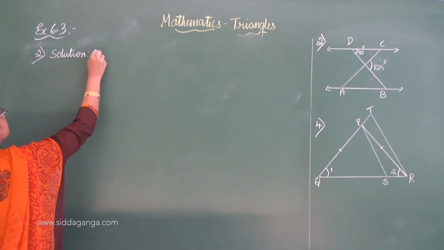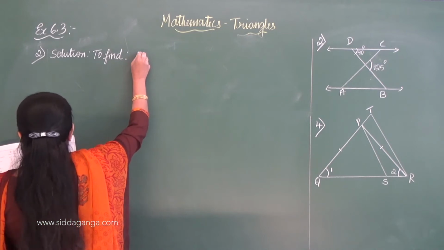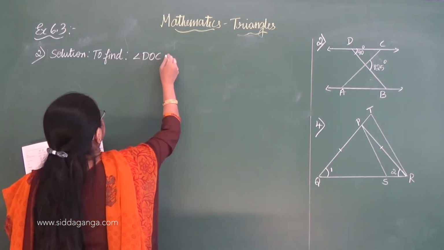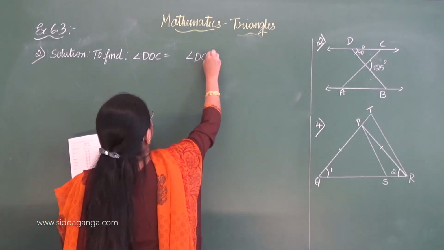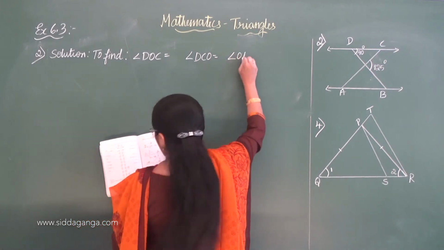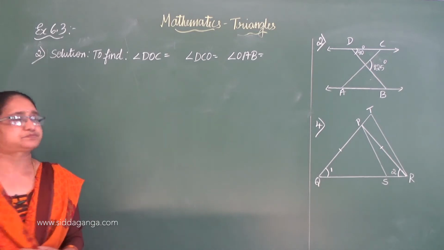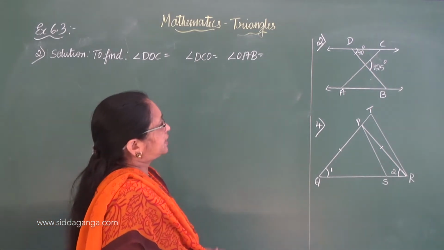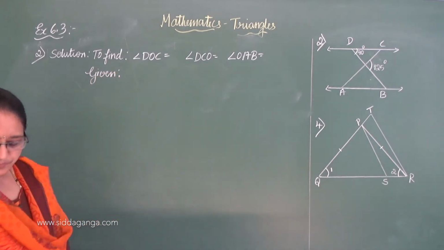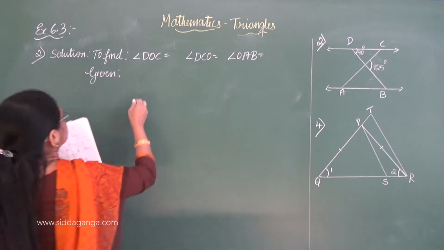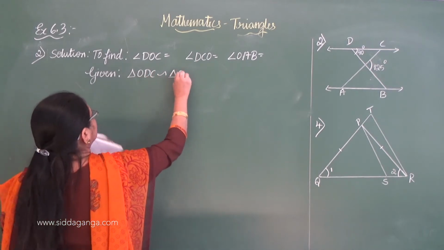So what you have to find? To find angle DOC, then angle DCO, then angle OAB. Okay, now just see, what they have given here? Given two triangles are similar. So triangle ODC is similar to triangle OBA.